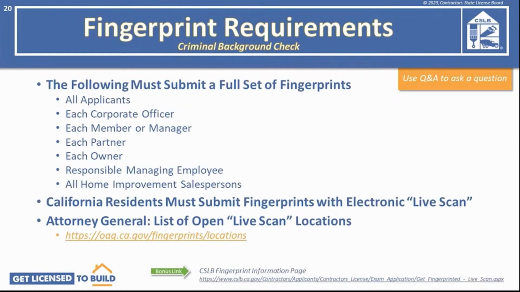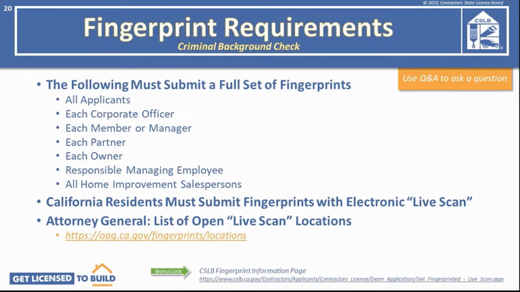Next, let's take a closer look at our fingerprint requirements, which are used for a criminal background check. This is a list of those who must submit a full set of fingerprints to CSLB, depending on the type of business entity. All applicants, each corporate officer, each member and manager, each partner, each owner, the responsible managing employee, all home improvement salespersons. If you are in California, you must submit fingerprints electronically with what's called live scan.